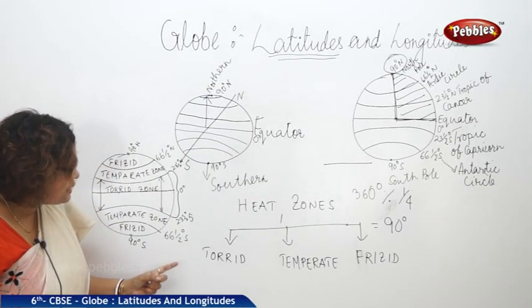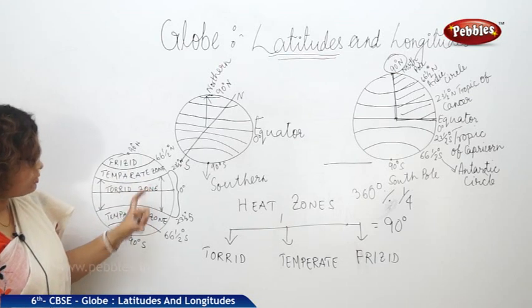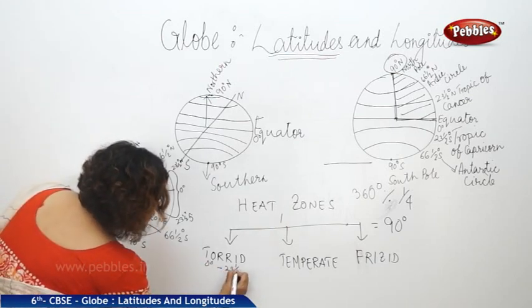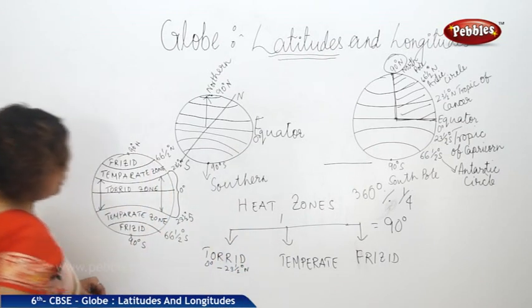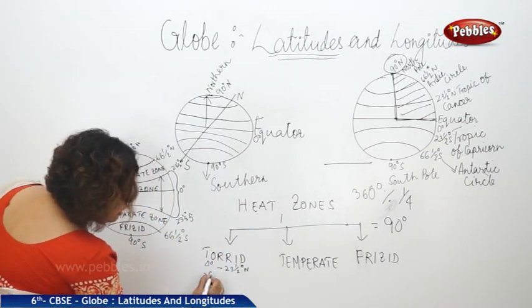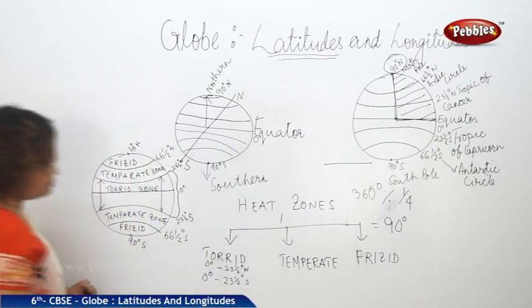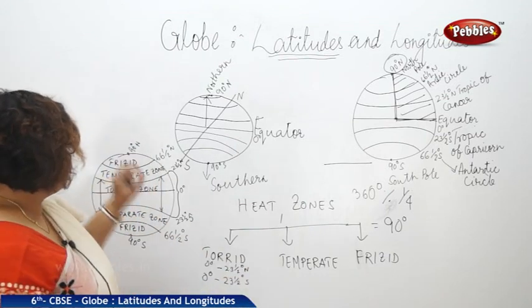Now, let us see clearly. The torrid zone is from 0 degree to 23.5 degree north. Then from 0 degree to 23.5 degrees south. Tell me, what is the temperate zone?